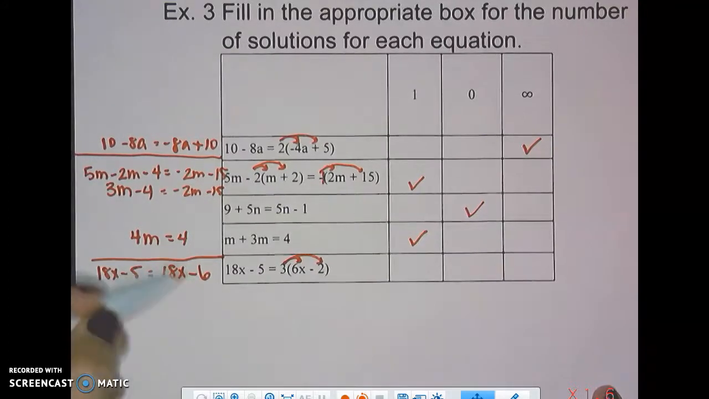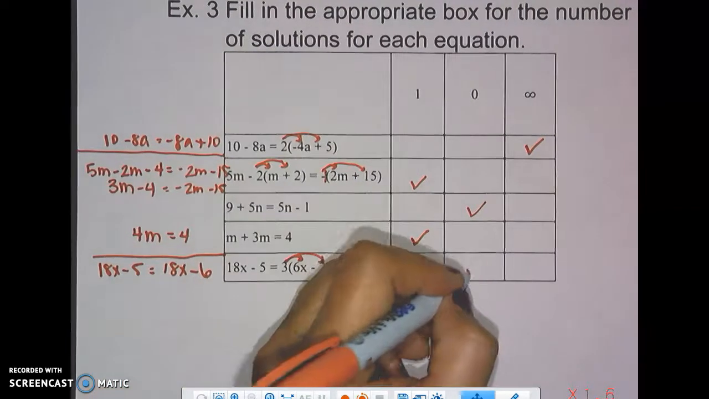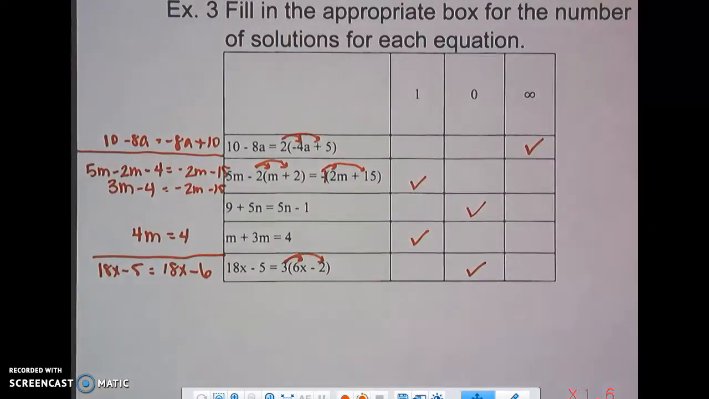So the 18x's, those coefficients are the same. And then now we're looking at the constants. So negative 5 and negative 6. Since those are different, we're going to have no solution.